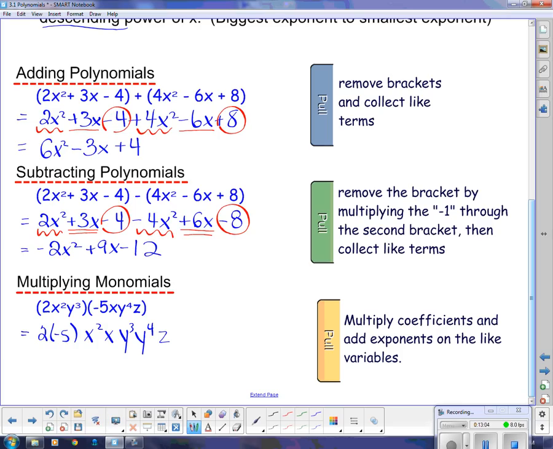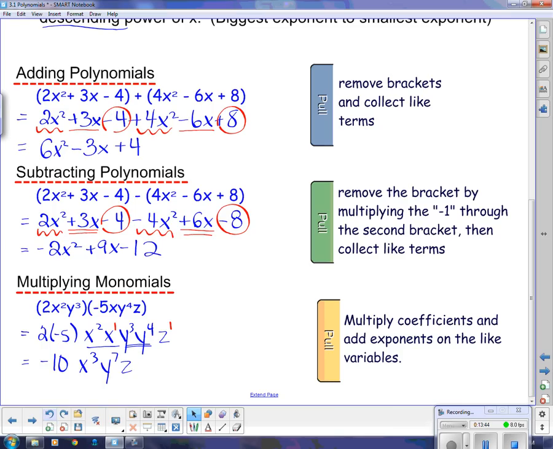And so if I do that, and you don't have to put this step in here, I get negative 10, and an x squared times an x means I have 3 x's multiplied together, so that's x cubed. A y cubed and a y to the fourth multiplied together means I have 7 y's all multiplied together. So that gives me y to the seventh, and then I just have a z on the end. So what you really do is you just add the exponents. And remember that even though it's not written here, there is actually an exponent of 1 on both of those terms, although the z, we don't need to put that there. That's not usually something that we'll see.